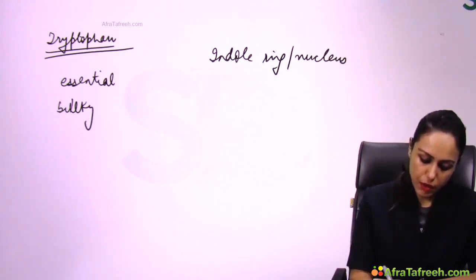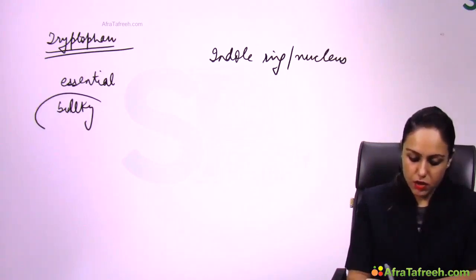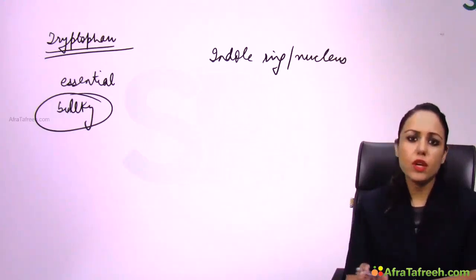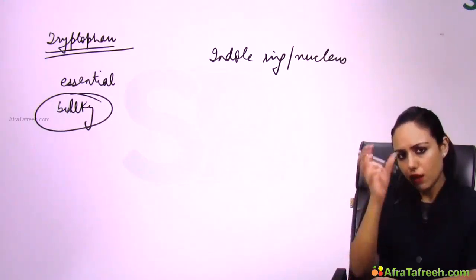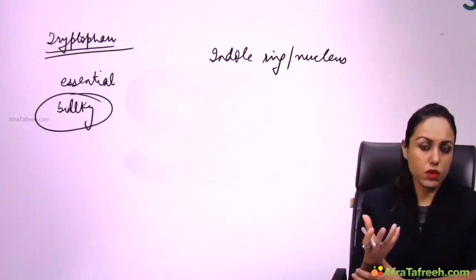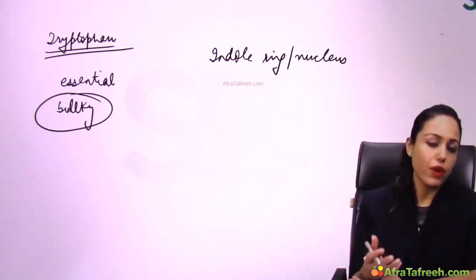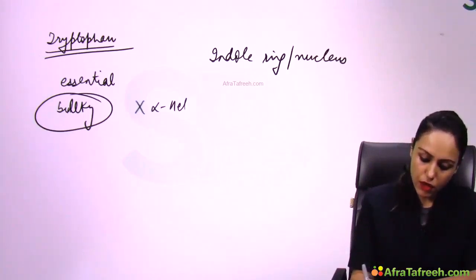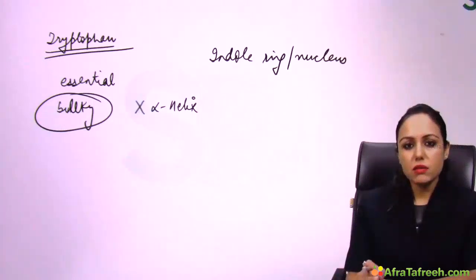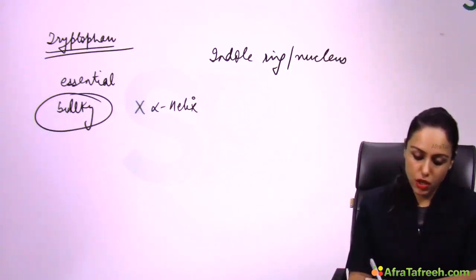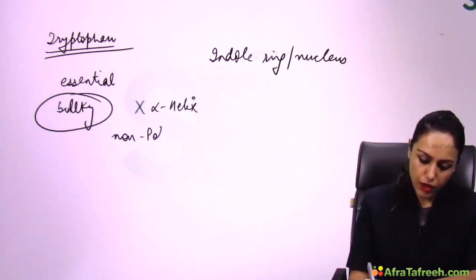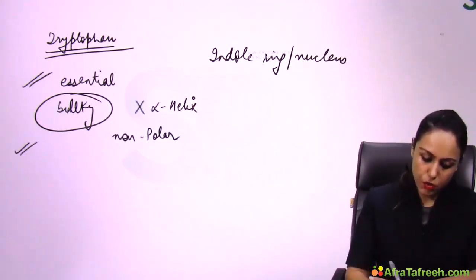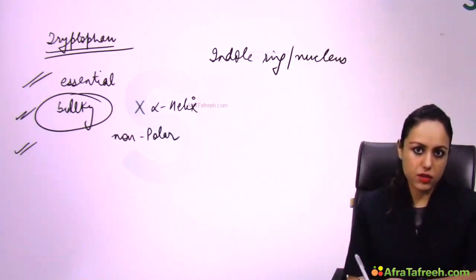It is a bulky amino acid which is taken in diet, and this bulky side chain of tryptophan cannot be accommodated in an alpha helix. In an alpha helix there is less space, so tryptophan cannot be accommodated there. That's why it is never found in alpha helix. And whenever the side chain is rings, it means non-polarity, so tryptophan is non-polar. So tryptophan is essential, non-polar and not found in alpha helix.